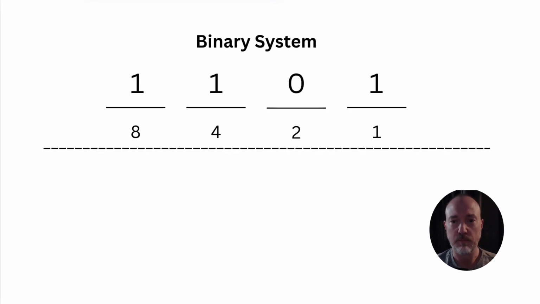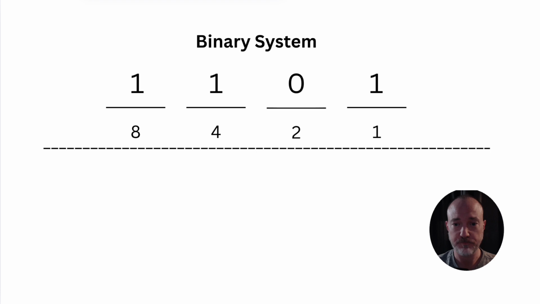So let's take a binary number and convert this to decimal. So we're going to take 1101 in binary and see what decimal value that comes up with. To do that, we have to multiply each of the unique characters by their place values and then add it all together.